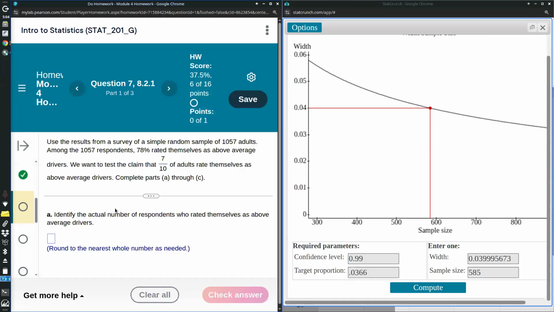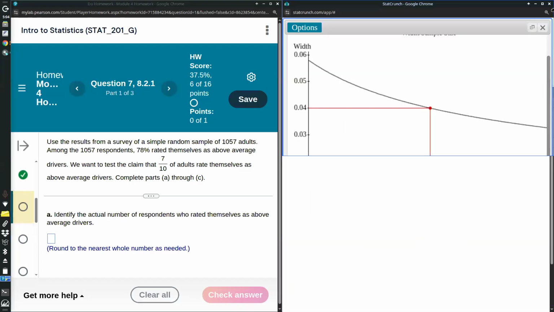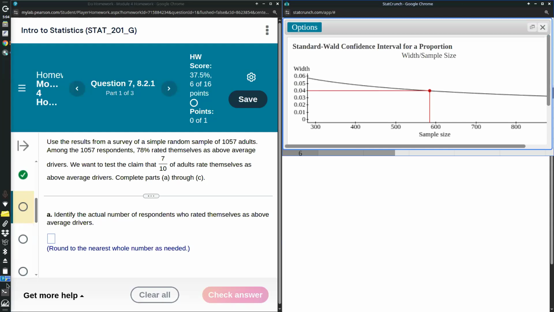Okay, so use the results. 78% rate themselves as above average drivers. We want to test the claim that 7 out of 10 are above average. Identify the actual number of respondents who rated themselves as above average drivers. Okay, so we can go back to just using a regular old calculator to figure that out.